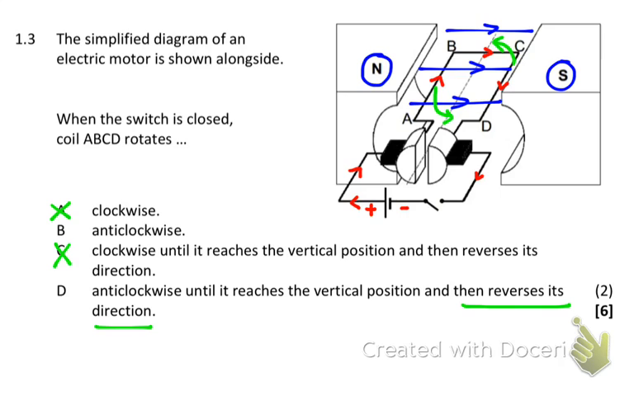Now you'll notice in the diagram that there's a split ring commutator, and the purpose of that is to switch current every half turn to prevent this exact problem. So B is the correct answer. It won't reverse direction because it's got a split ring commutator. So 1.3 correct answer is B.